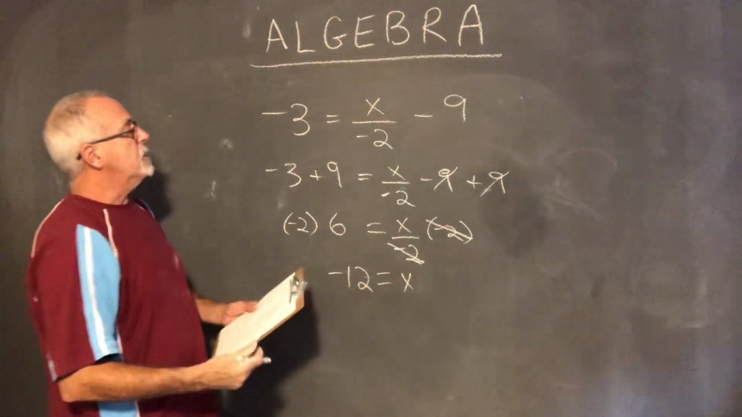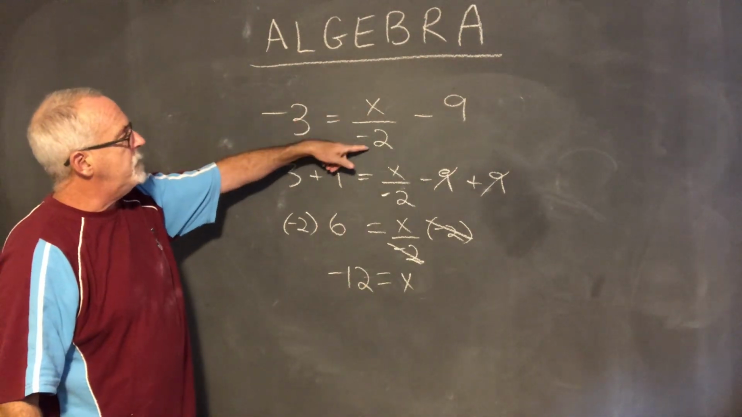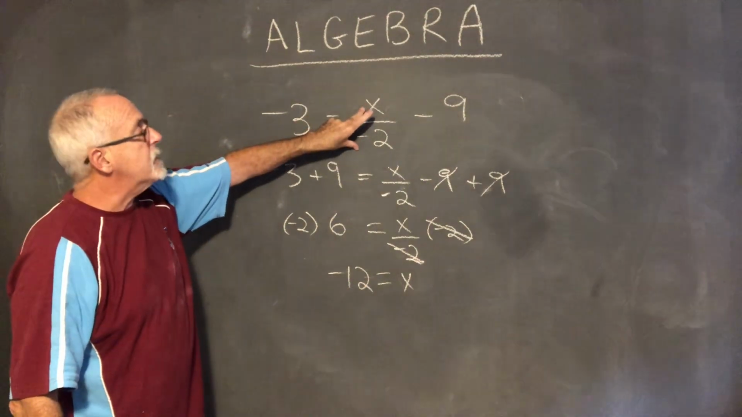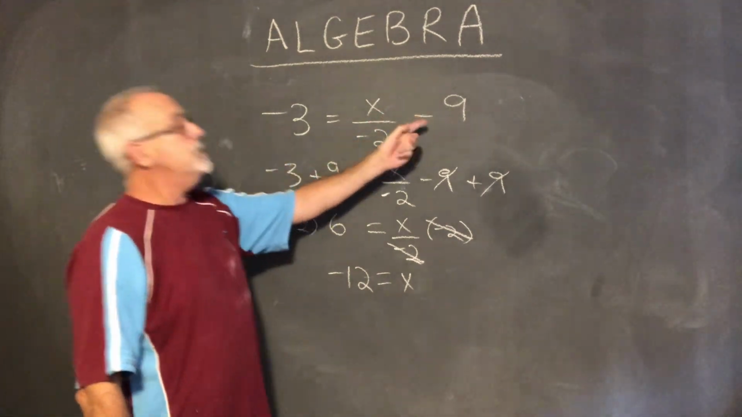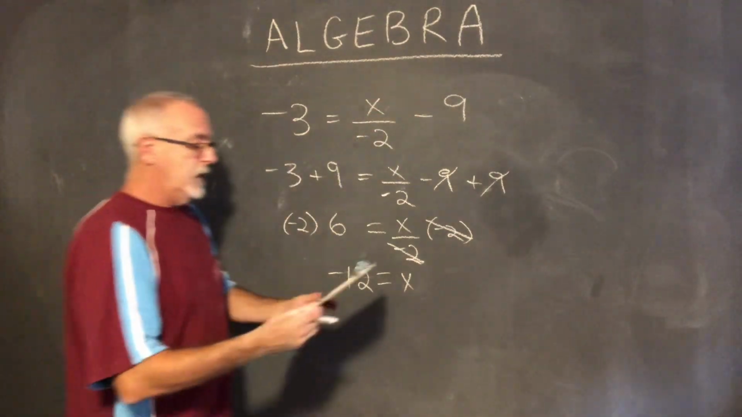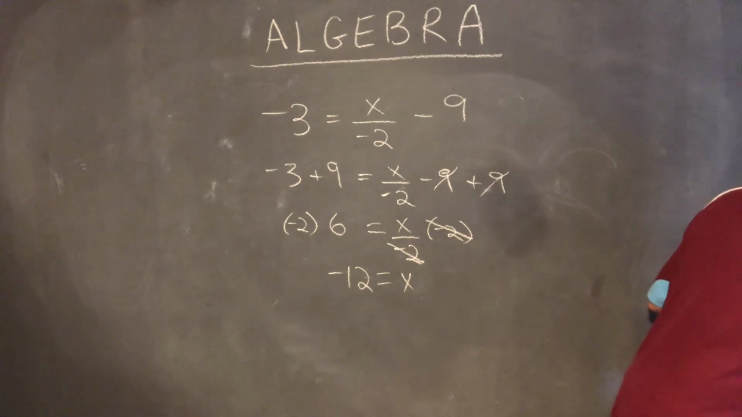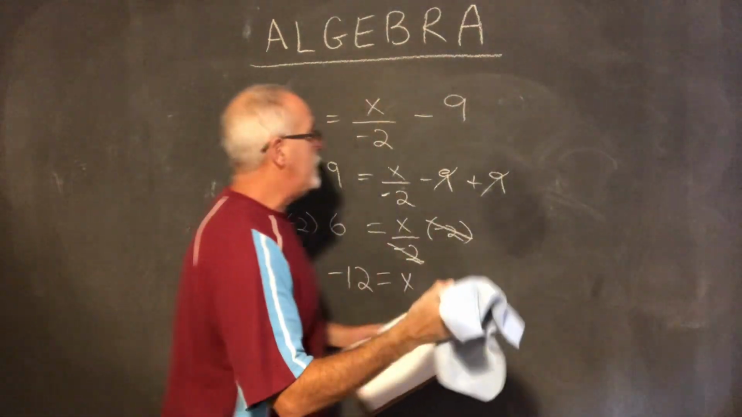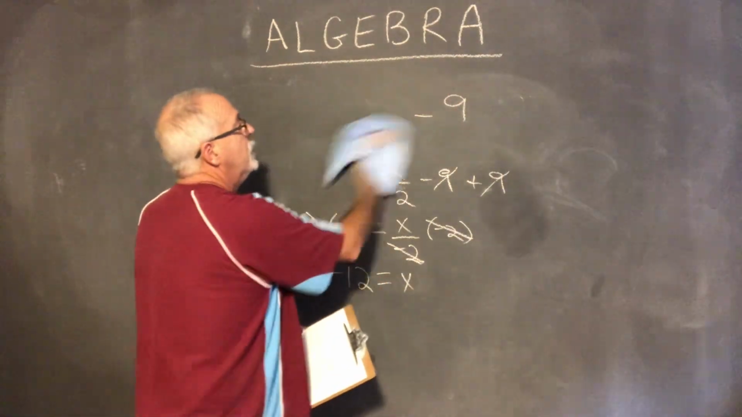We have our answer. Can we verify? Negative 12 divided by negative 2 is going to be positive 6. And 6 minus 9 is indeed negative 3. It verifies. It works. It keeps on working because it's good. The algebra tricks we are learning are good.